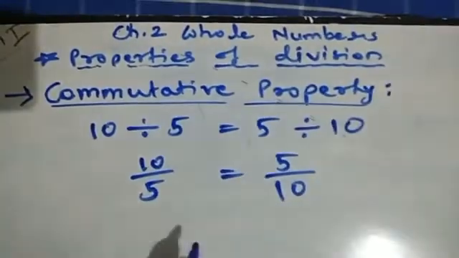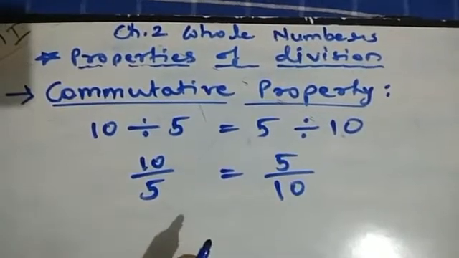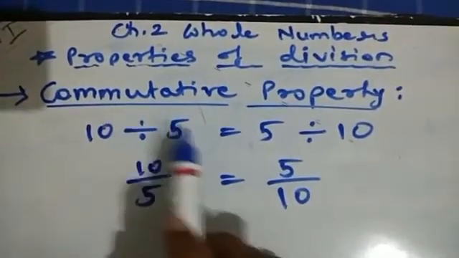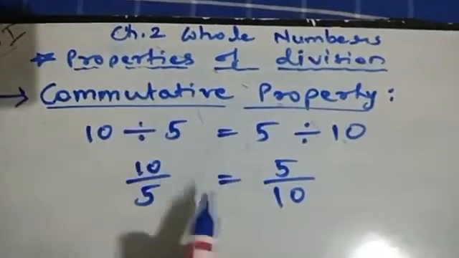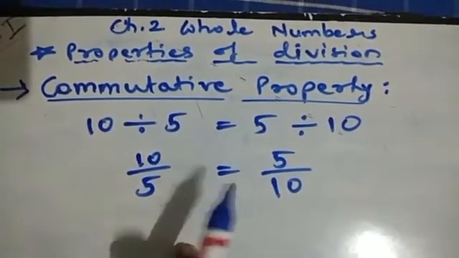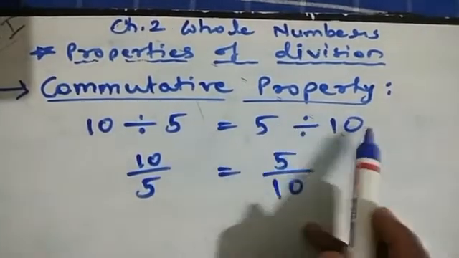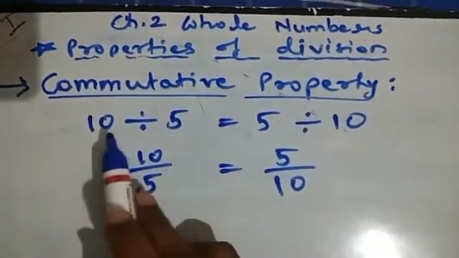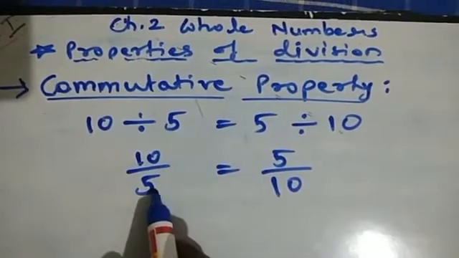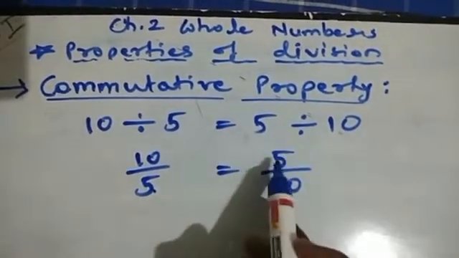In this, what we are going to check is whether, even after changing the order of the numbers, the quotient will remain the same or not. Now see here, is 10 divided by 5 equal to 5 divided by 10? That we are going to check. So 10 divided by 5 we can write as 10 upon 5 also, and 5 divided by 10 as 5 upon 10.